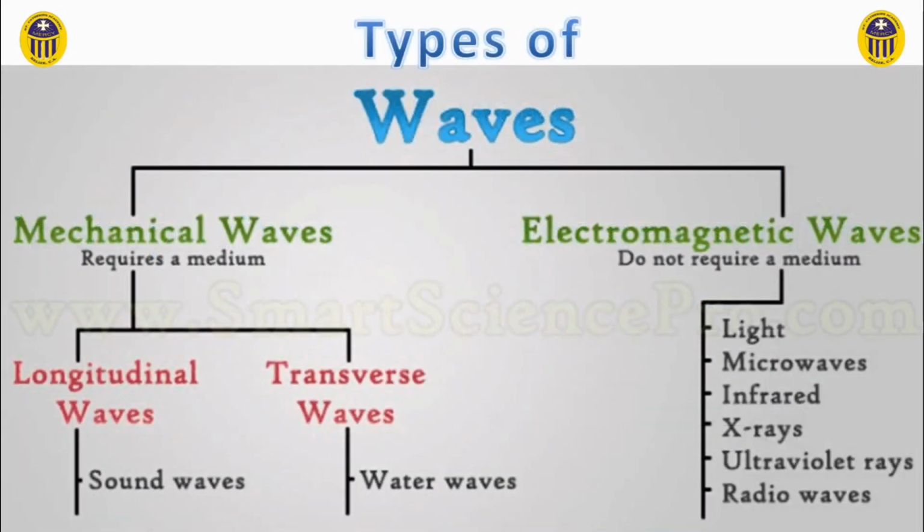Waves can be classified as either mechanical waves or electromagnetic waves. Mechanical waves require a medium. Those can also be further subclassified as either longitudinal waves or transverse waves. An example of a longitudinal wave is a sound wave. An example of a transverse wave is a water wave. Electromagnetic waves, which do not require a medium, can be broken down into many different parts such as light, microwaves, infrared, X-rays, ultraviolet rays, and radio waves.